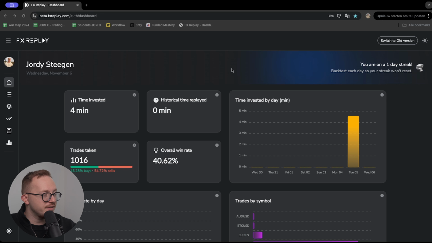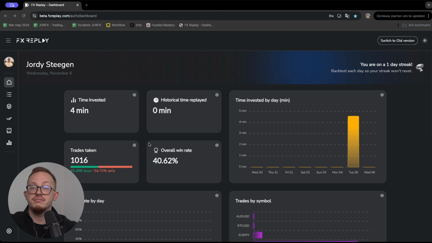As you can see, I've taken over 1,000 trades with a 40% win rate. This is from all of my sessions combined. And this number should have even been higher, because a while ago I went through my sessions and literally deleted all of them that I didn't use anymore. So 1,000 trades taken over X amount of sessions, right? That's very cool. Now you can also see the time invested by day.